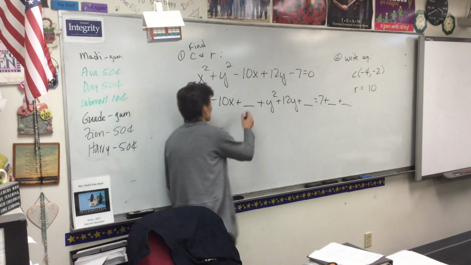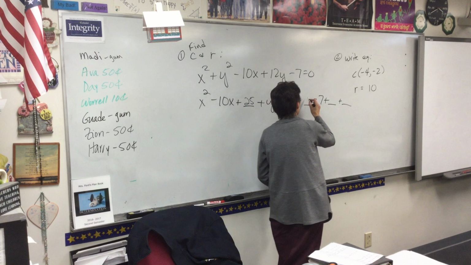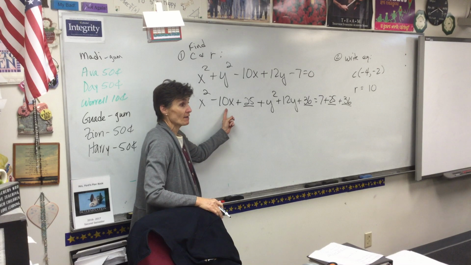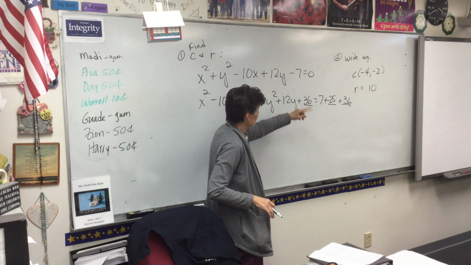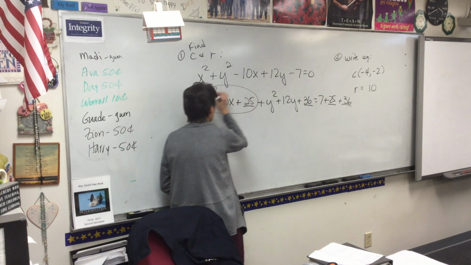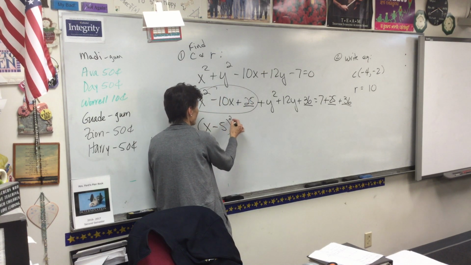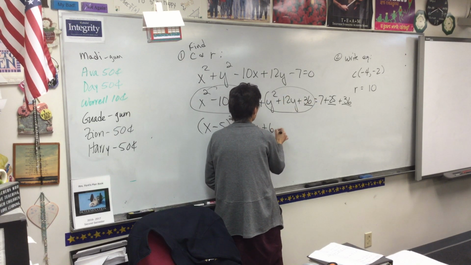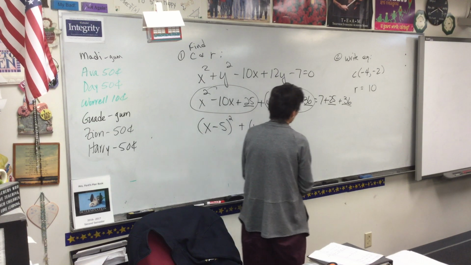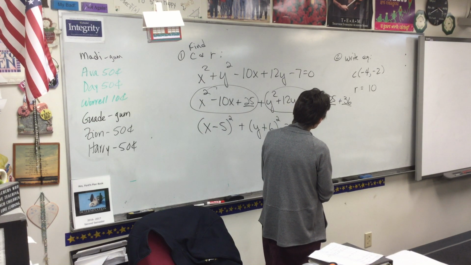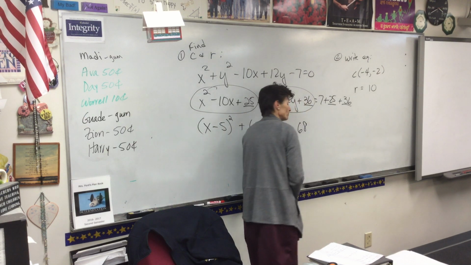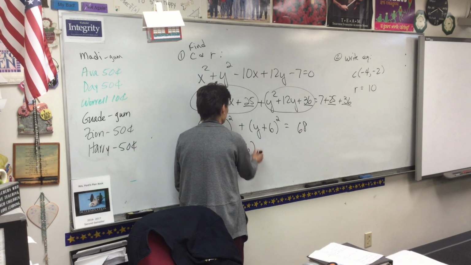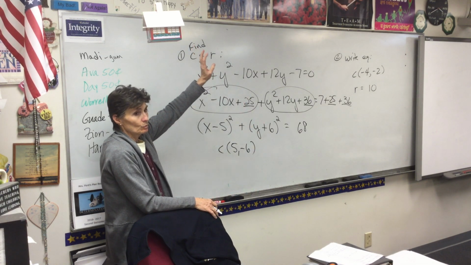25. So I need a 25 here, and I need a 36 here. Because half of 10 is 5, squared is 25, and half of 12 is 6, squared is 36. So these make x minus 5 squared. These make y plus 6 squared. And all of that makes 68. So your center should be at 5, negative 6. How many got that center? Ooh, that's not very many.